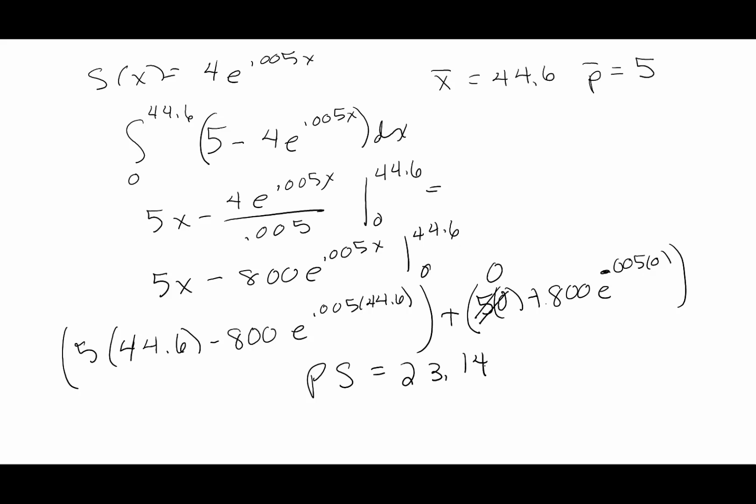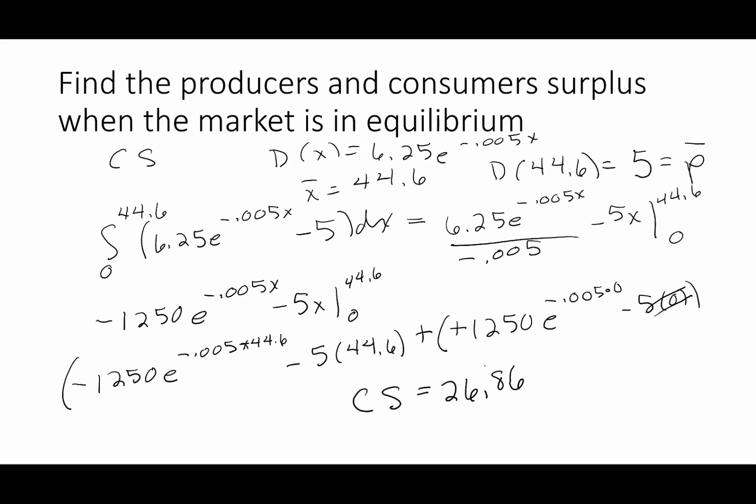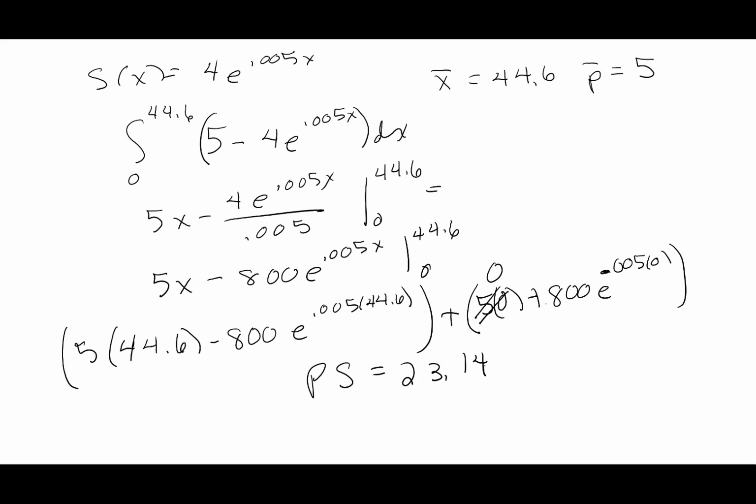We can have a consumer surplus and a producer surplus when the market is in equilibrium. The producer and consumer surpluses do not have to be the same. You can see we got a consumer surplus that was 26.86. We got a producer surplus that was 23.14. What's important is they both have extra amounts that we can calculate.